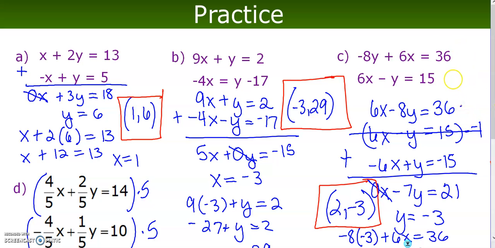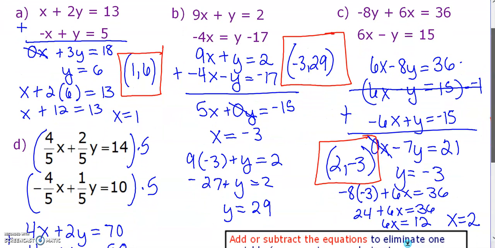For letter C, I rearranged the first equation here. And then my second equation, I multiplied by -1 so I could have opposite x's. I just crossed that second equation out so I could see what it looked like after being multiplied by -1. And then I solved, and I got 2, -3.